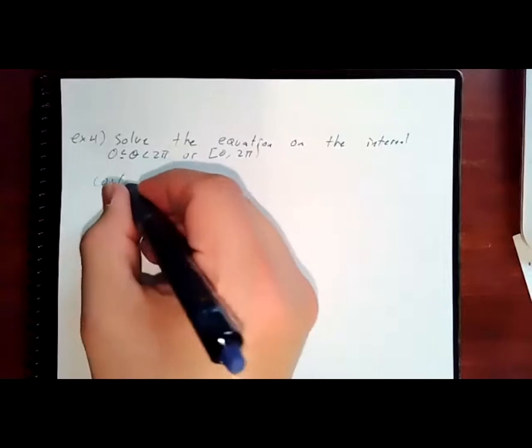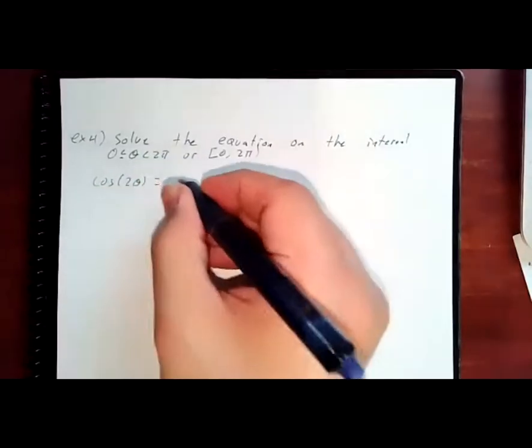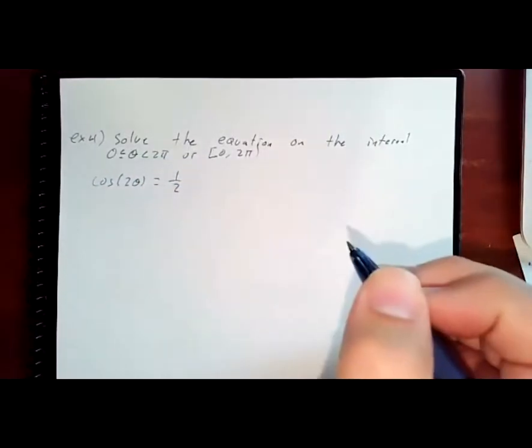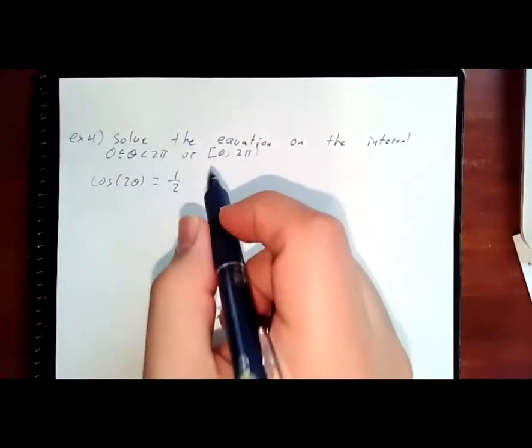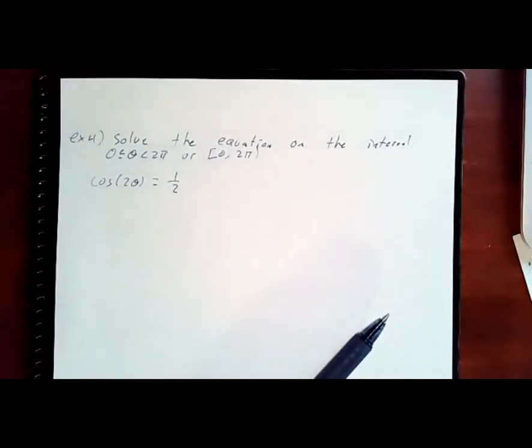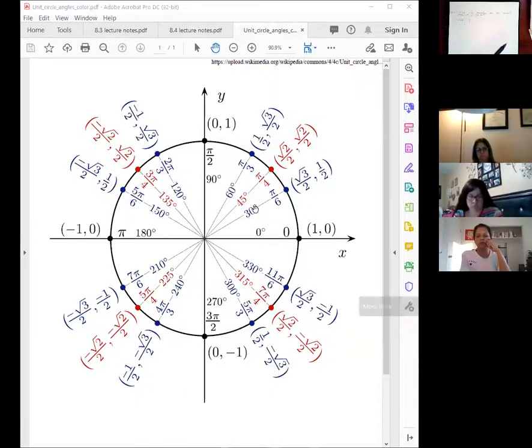Okay, so cosine of 2 theta is equal to 1/2. So we have 2 locations where this happens, right? Let's look at the circle so we can figure it out; it can help us a bit. Cosine is positive 1/2 at pi thirds, and positive 1/2 at 5 pi thirds. So I'm going to set the 2 theta equal to these 2 angles.